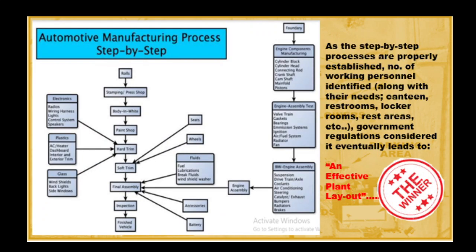As the step-by-step processes are properly established, number of working personnel identified, along with their needs such as the canteen, restrooms, locker rooms, rest areas, etc., and government regulations considered, it eventually leads to an effective plant layout.